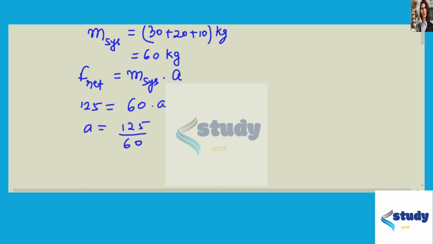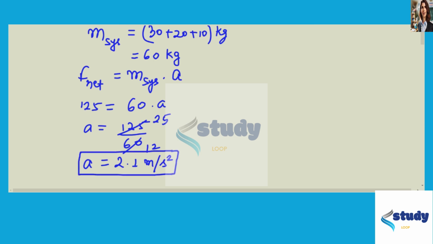So simplifying this will give us 25 by 12 meters per second square, and this approximately comes out to be 2.08. So I'll take it up to 1 dp, that is 2.1 meters per second square. So this is the acceleration of the system we have figured out.